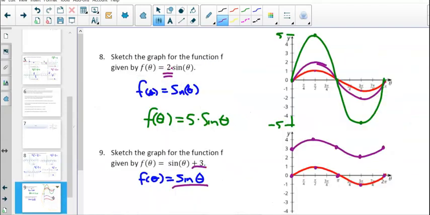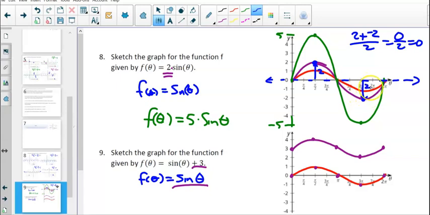So we go back to the problem in problem 8. What you need to understand is this graph is being stretched. So if I draw in the midline here, I'm going to use the purple graph. The top of the purple graph is at 2, the bottom is at -2. So I'm going to take 2 plus -2 and divide that by 2. The midline is at 0. And so the stretch here is going to be 2 up and then 2 down from the midline. And that 2 is the number you're multiplying.